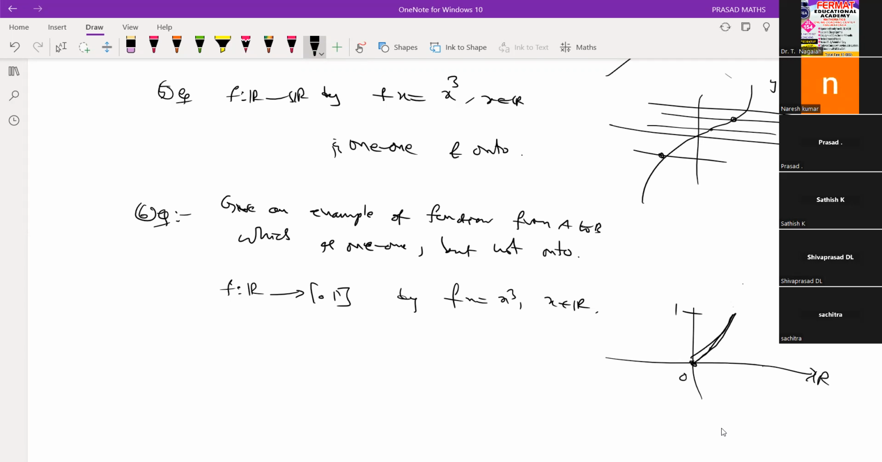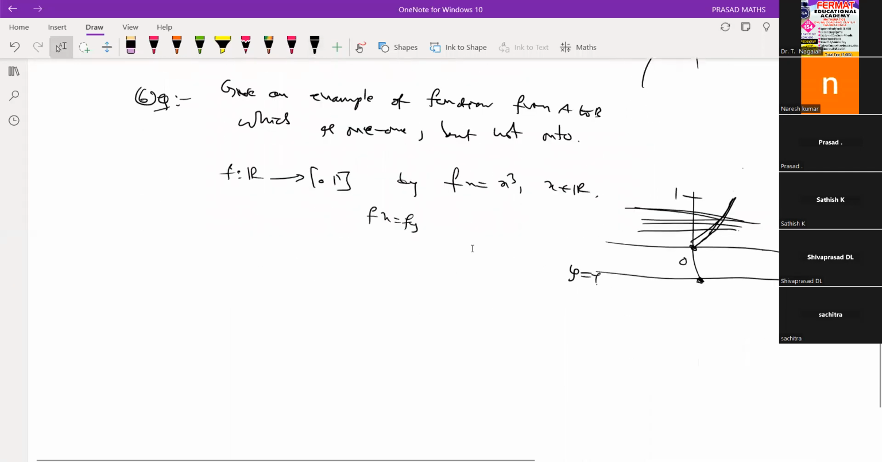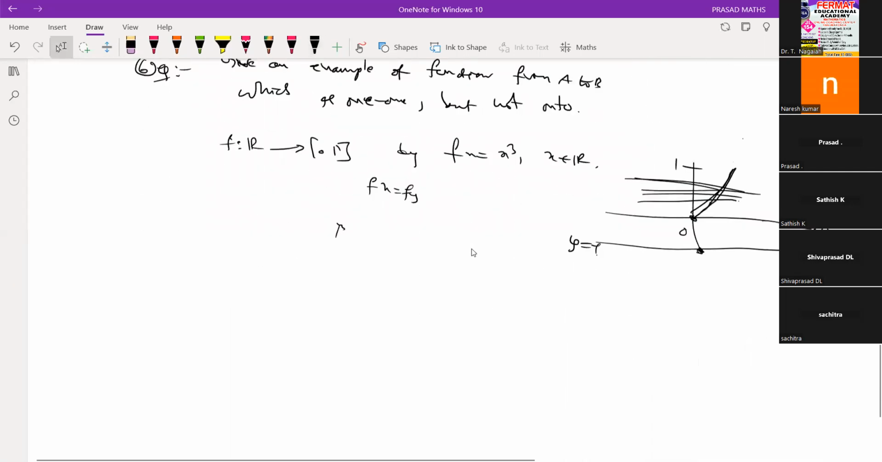Right? So therefore, what you observe? It is one-one function. Is it onto function? Suppose you take a negative element, y equals -1. Does it have any image? No image. Therefore, yes, it cannot be onto function. One-one, but not onto.